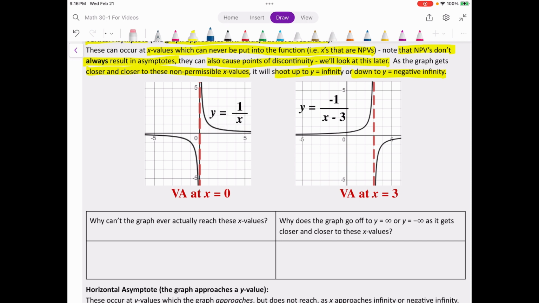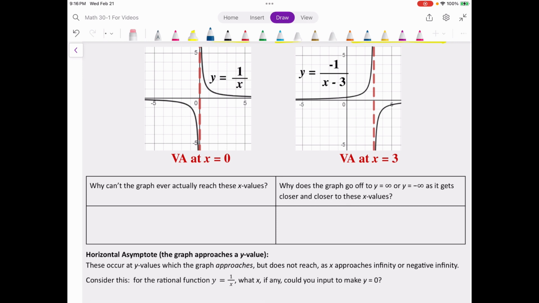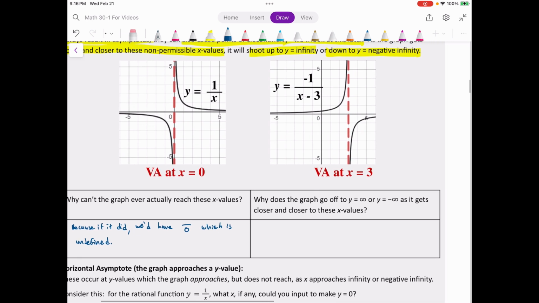That's undefined, right? Because if it did, we'd have a division by 0, which is undefined. We know the graph can't go there because all the graph is showing us is every combination of y and x that can satisfy this equation. Well, x being 0 can never satisfy this equation, so the graph can never pass through x being 0. Okay, similar here, vertical asymptote at x equals 3. Same idea. If x were 3, we'd be dividing by 0.